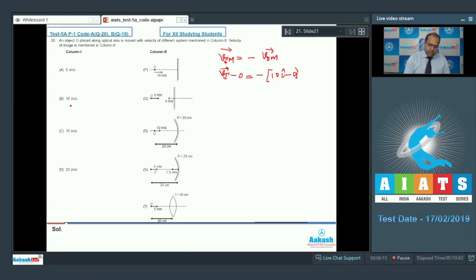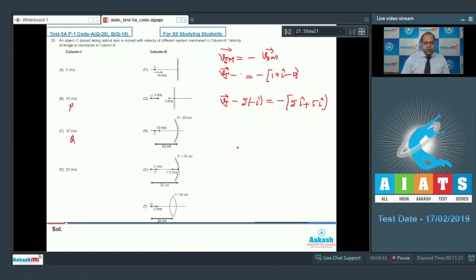So one of the matching is P. In entry Q, since the mirror is moving with a velocity of 5 meter per second, I can write velocity of image minus 5 into minus I cap is equal to minus of 5 I cap minus of 5 minus I cap. So that is plus 5 I cap. So from here the velocity of image comes out to be 15 minus I cap. So the correct matching will be Q.